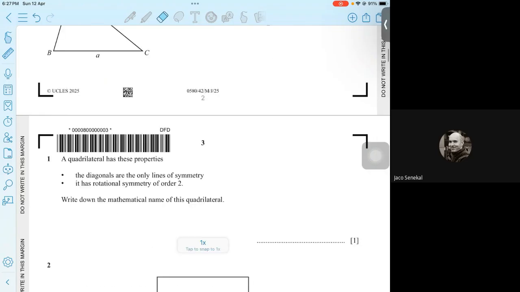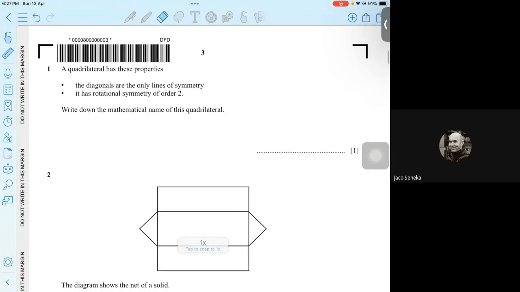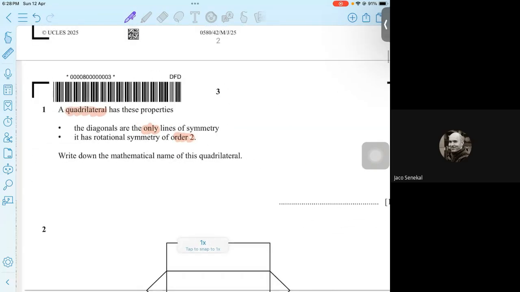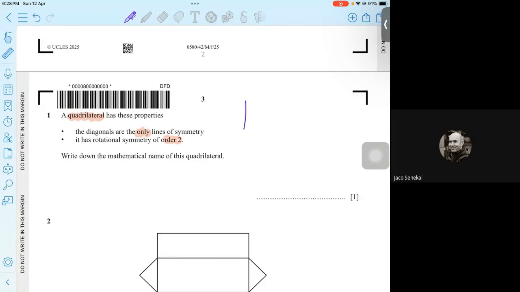Okay. So the first question says, a quadrilateral has these properties. The diagonals are the only lines of symmetry, and it has a rotational symmetry of order 2. Okay, so let's break down this question. A quadrilateral is basically a four-sided shape, right? So that's a square. We have a square, okay?